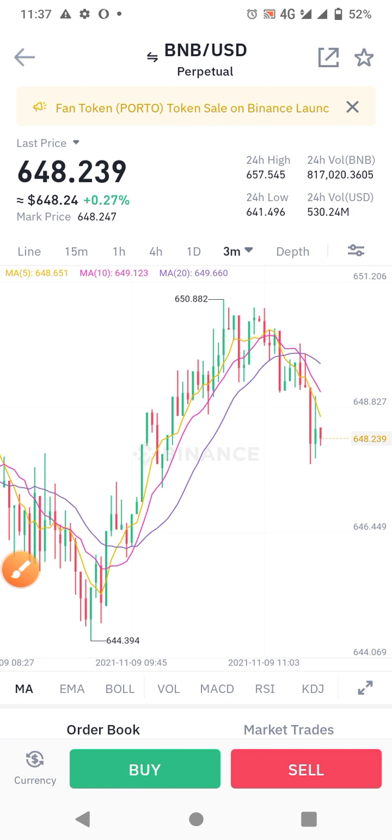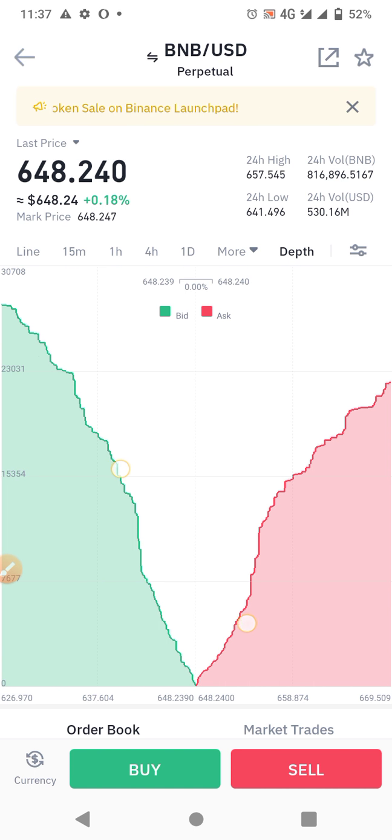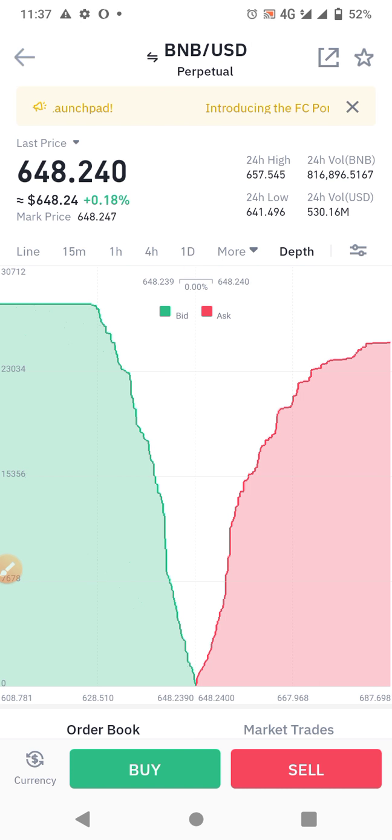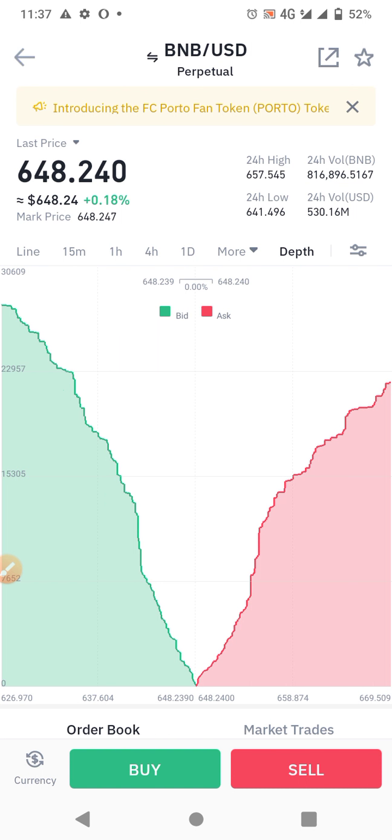So if you want to check the depth, this depth means you want to see how much, and you want to check the ratio of the buy and the sell. You can see they are moving. The green is the buy, the red is the sell. So you can use them to pick your next trade. Although I don't really advise people to use the depth. I prefer the candlestick. Are you getting it?